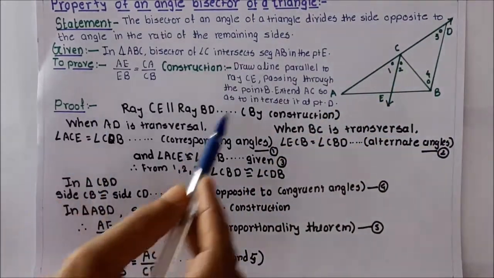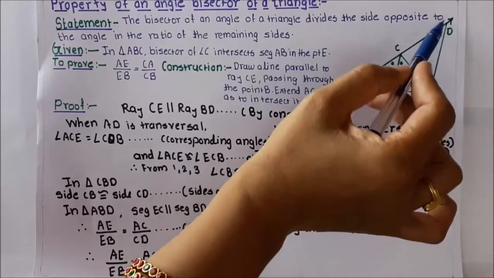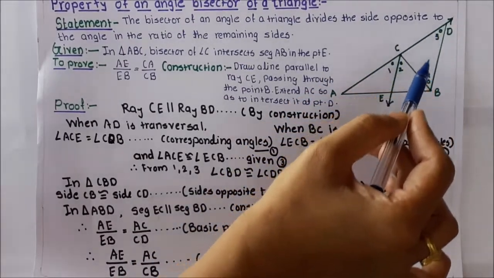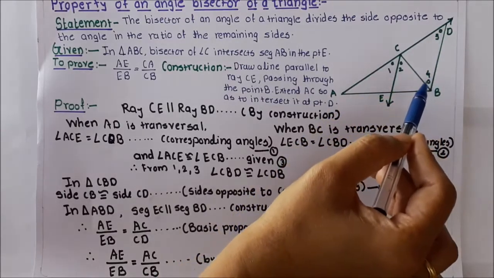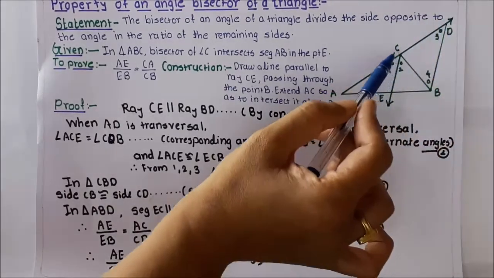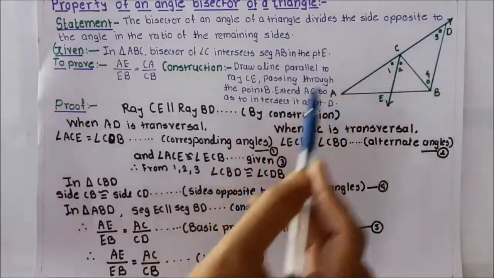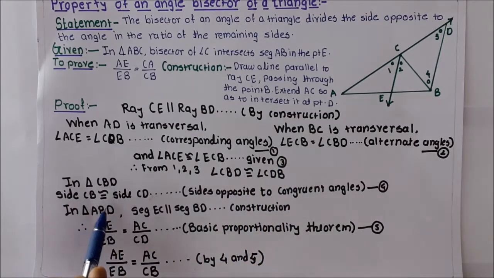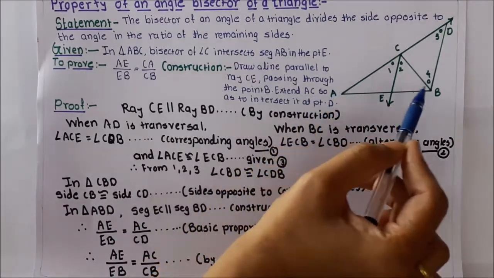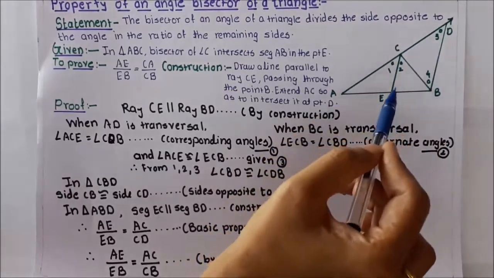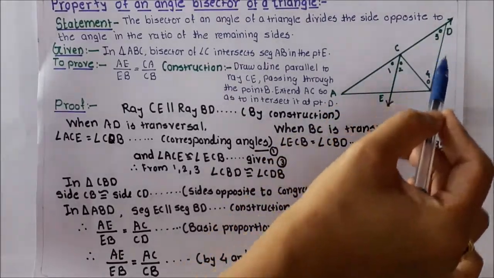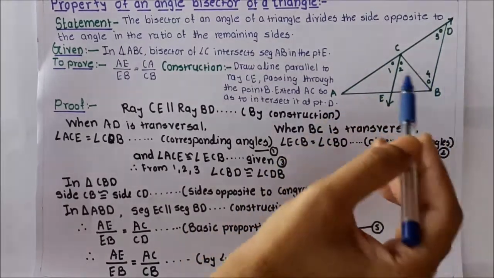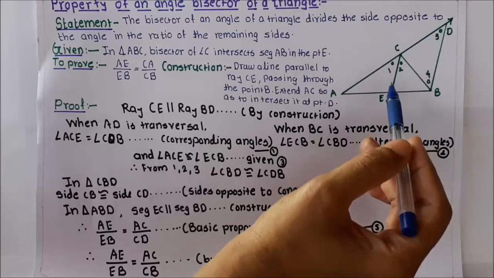Now consider this triangle CBD. Now this is an isosceles triangle. As it is an isosceles triangle, these two angles are same, and because of this, these two sides are also congruent. Means this CB is equal to CD, as these are sides opposite to congruent angles. Now in triangle ABD, consider this total triangle. In this CE is parallel to BD. It is by construction. As CE is parallel to BD, we can apply here the BPT theorem, basic proportionality theorem.